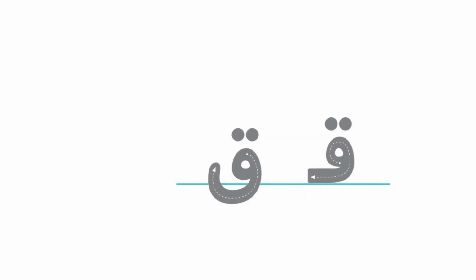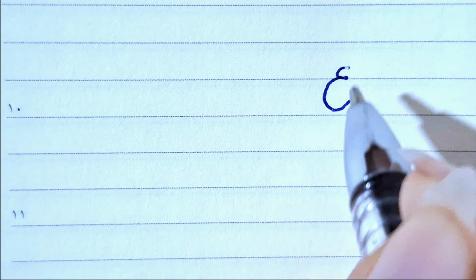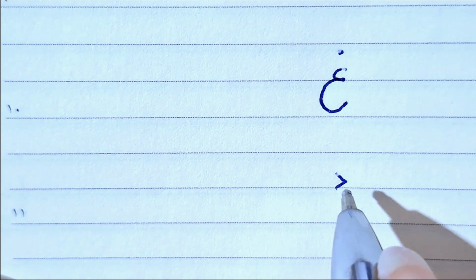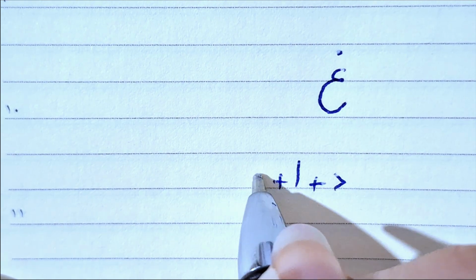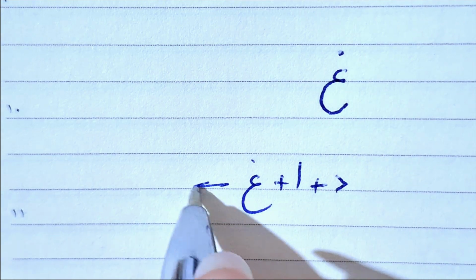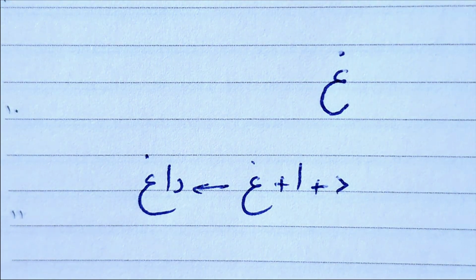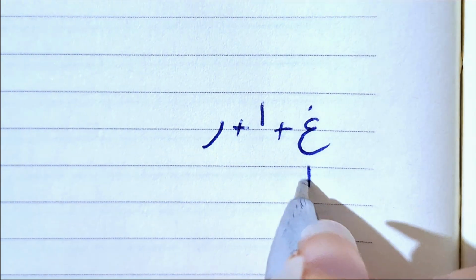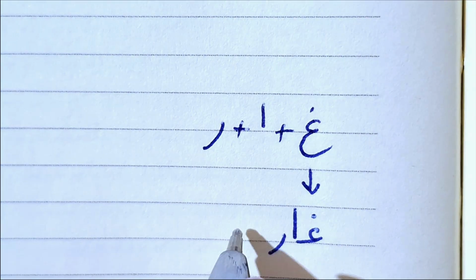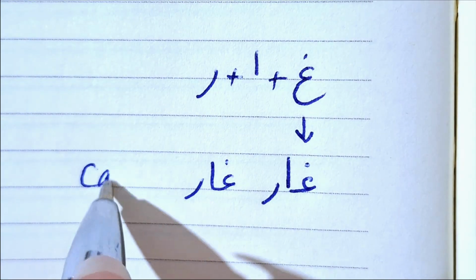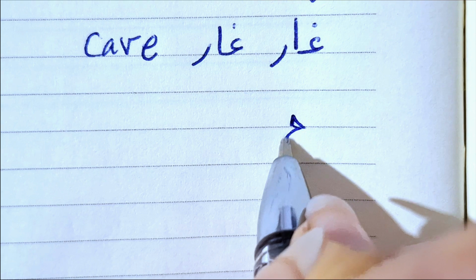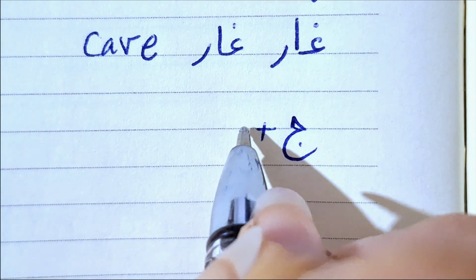And here is the sticking and separate form of Ghain, and this is the sticking form and separate form of Qaf. This is how we write the separate form of Ghain, and here is an example. D plus A plus G together, dagh. Dagh means hot in English. Next example, G plus A plus R together, ghar. Ghar means cave.